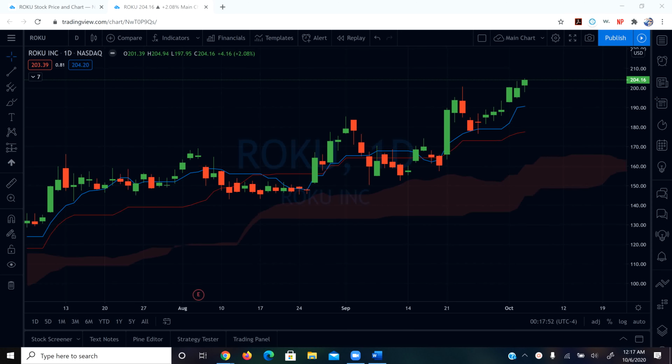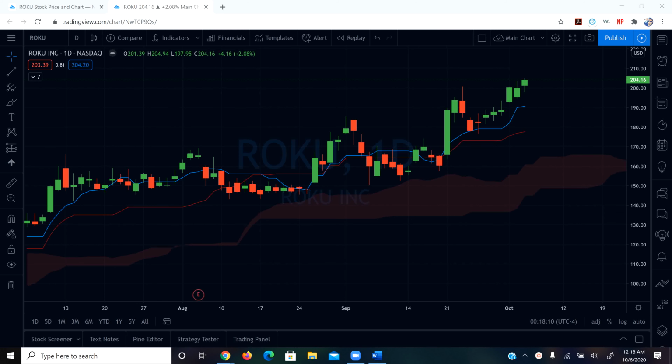Hey guys, so today I want to talk about the Ichimoku Cloud and why it makes such a great indicator. As we're looking here on this chart, we can see that we have the Ichimoku Cloud set up. It's a type of charting system that is used in technical analysis to display support and resistance, momentum, and trend in one view of a stock.